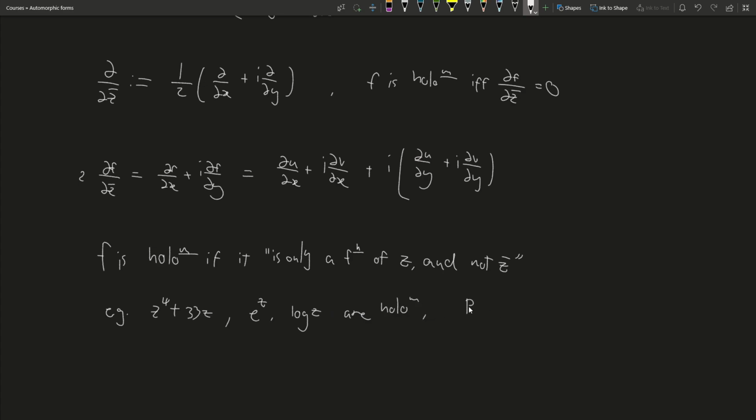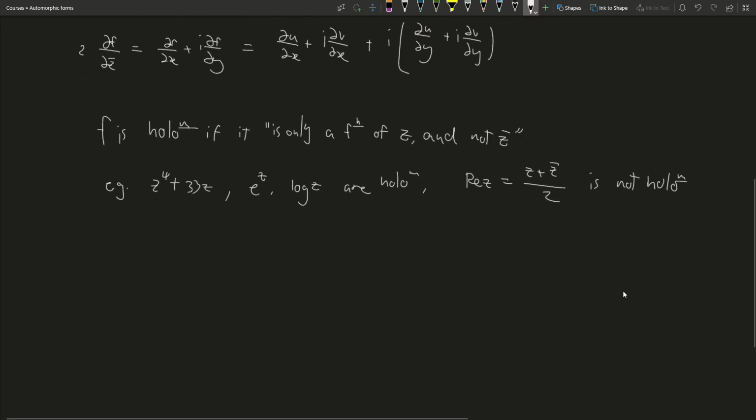But the real part of z, which you can write as (z plus z bar) over 2, is not holomorphic. And you can sort of see this from the expression: oh look, there's a z bar, it depends on z bar, it's not going to satisfy the Cauchy-Riemann equations. And of course, if you're unsure, you just check the Cauchy-Riemann equations. In practice, it's totally clear what is and is not holomorphic, and you just state, oh, this function is holomorphic, and there's very little checking involved.